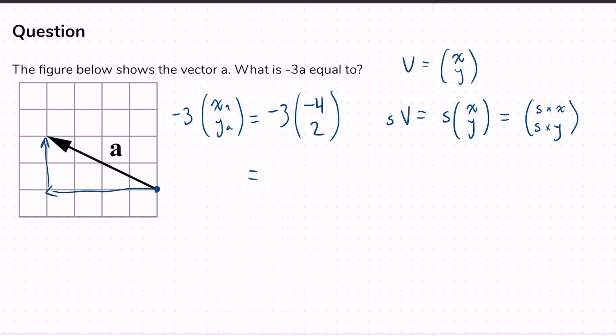So this becomes negative 3 times negative 4, negative 3 times 2. Negative 3 times negative 4 is 12, so we're now heading in this direction here. Negative 3 times 2, well that's negative 6. And again, whereas before we were heading up, now we're heading down. Which is what negative 3a is equal to.